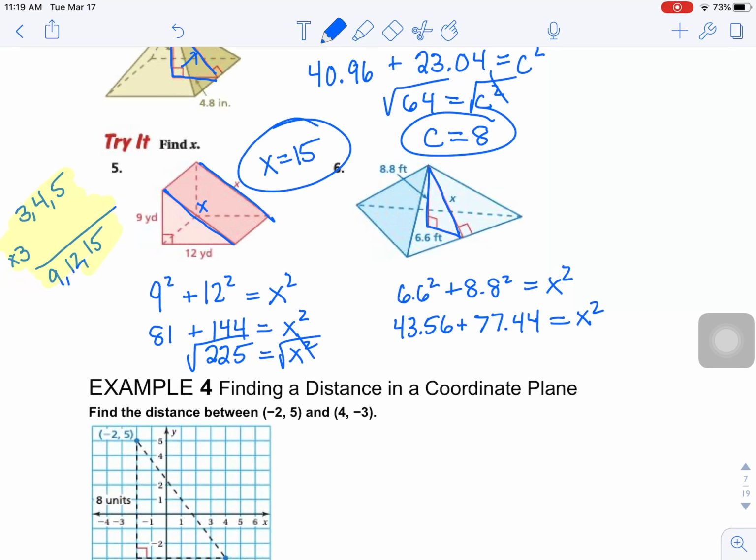77.44. Add those together, 121 equals x squared. At least these all come out to be nice numbers, right? Square root both sides to isolate x, and x ends up equaling 11.